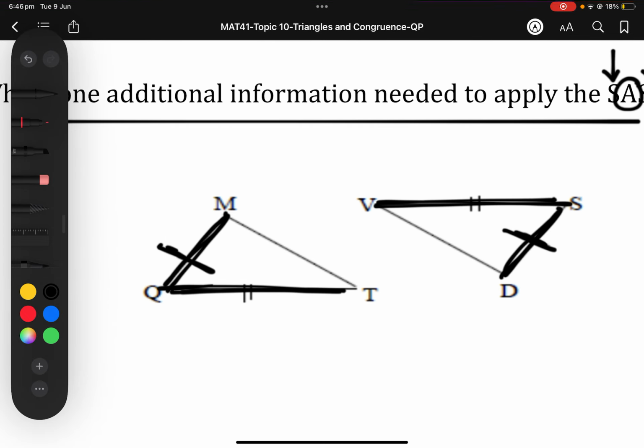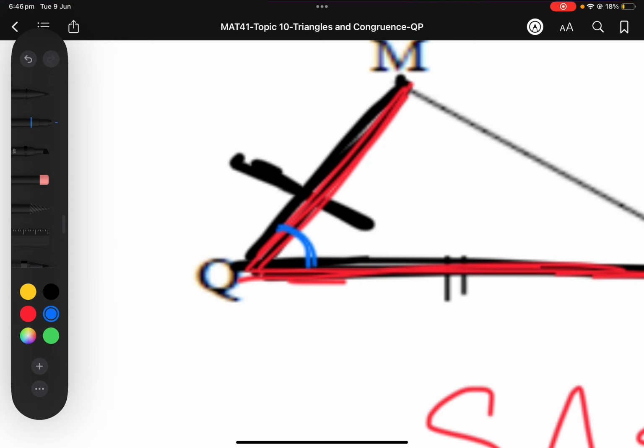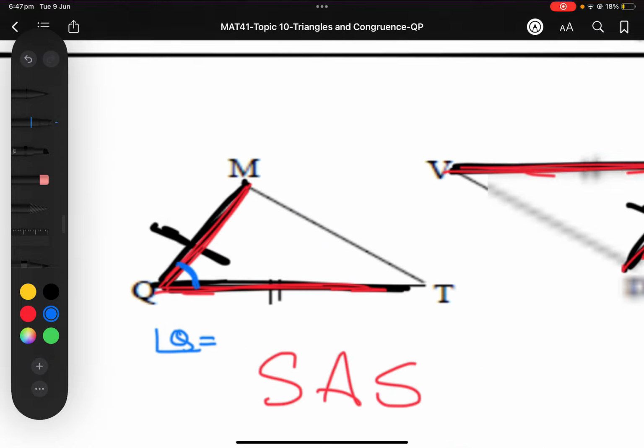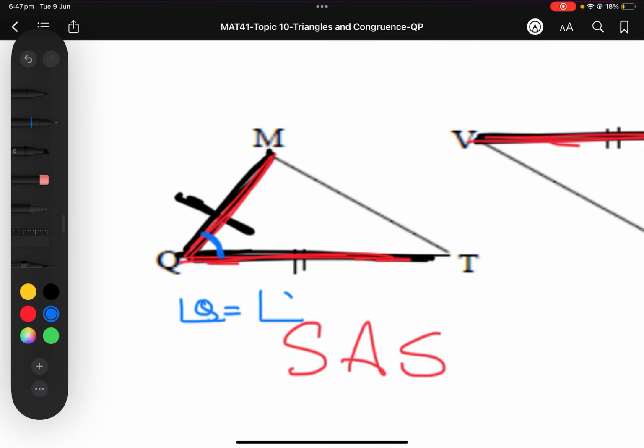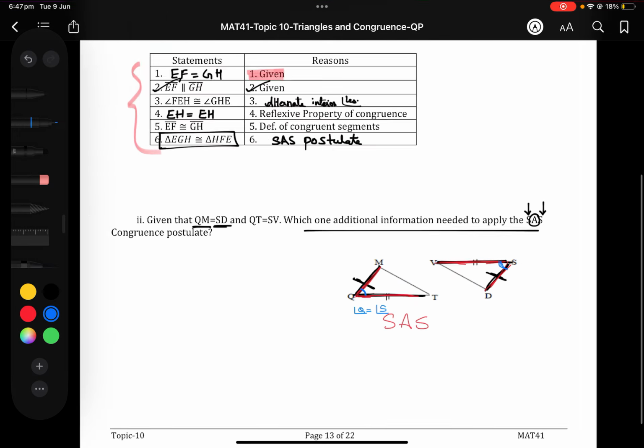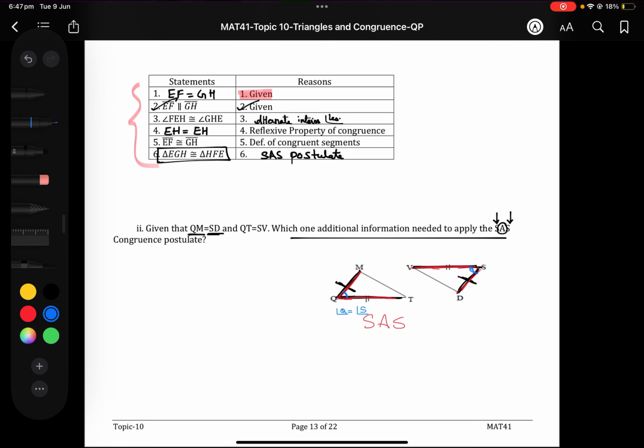So there's a side, and in between the sides there's an angle that should be marked. This is the side that I have. Okay, let me just mark it here. This is one side, this is the other side. In between them there should be an angle because it is SAS congruency. And where do I see the angle? I see the angle here. So it is angle Q is equal to angle S that I have to show. Then I can say that the two triangles are congruent by SAS postulate.